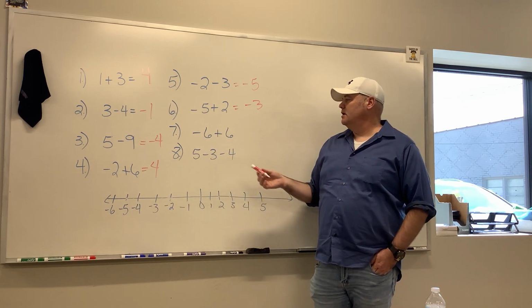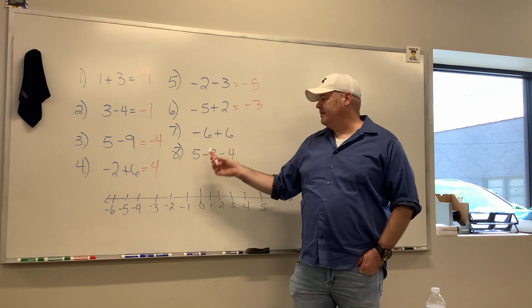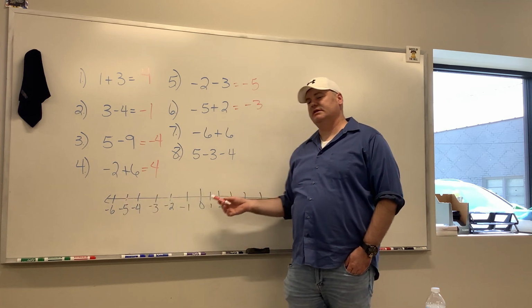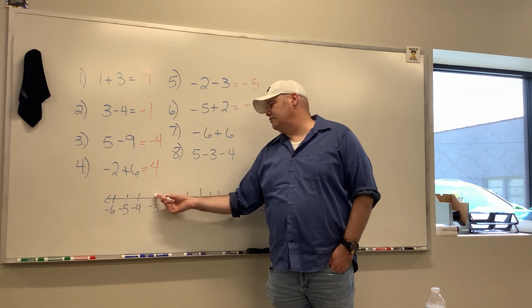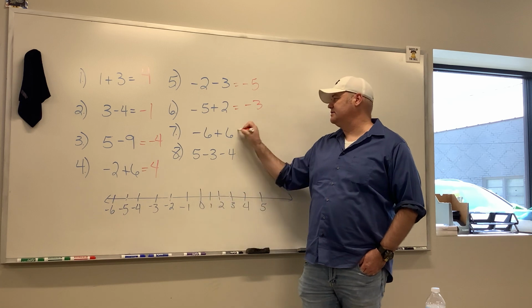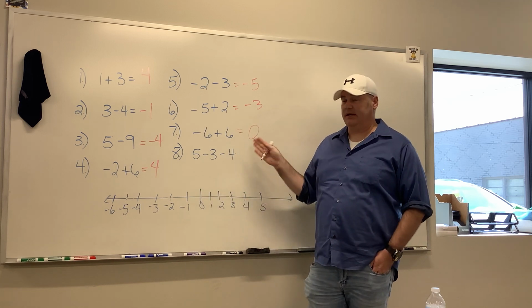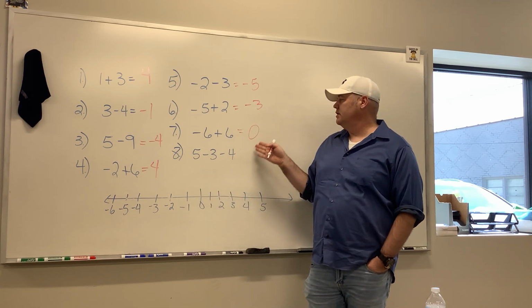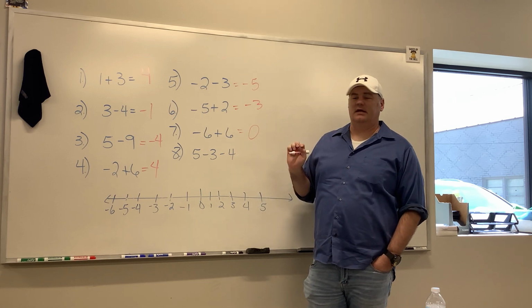Okay. I want you to see one. Okay, I'm at -6, and I'm going to go +6. That's going to put me at 1, 2, 3, 4, 5, 6, right at 0. Okay, so 0 is a number. It's an answer. It's an integer. That's your answer to that, 0.